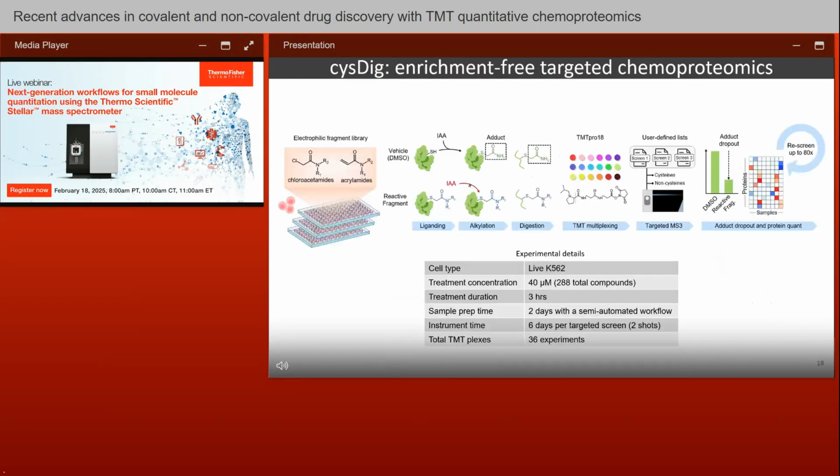This is a small-scale screening we did. It's about 288 compounds in live K562 cells. It's really a standard bottom-up proteomics workflow because there's no enrichment anymore. What we are targeting with CYSTIC is cysteine-containing peptides and also corresponding non-cysteine peptides that represent protein abundance. As there's no enrichment, we can create a sample of probably 100 micrograms of total material that allows us to do 100 times screening.